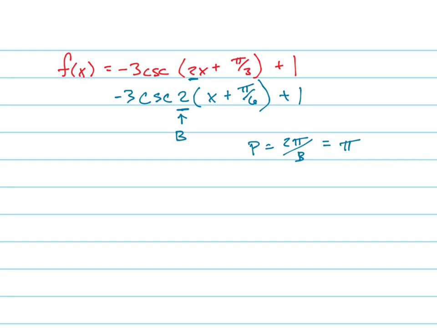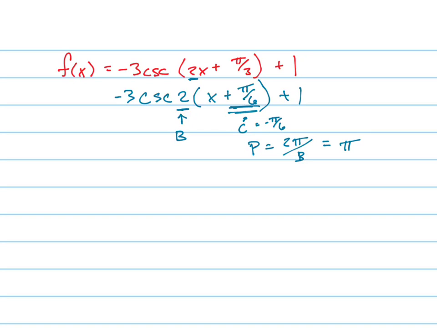And then also the reason I factor that out is because now you can see your horizontal shift better. Your horizontal shift is just sitting right in there. It's the opposite of whatever's inside there. So this is your C in your textbook. This is your C, which would be negative pi over 6. Why is it negative? Because you take the opposite of it, like in the transformations graphs.